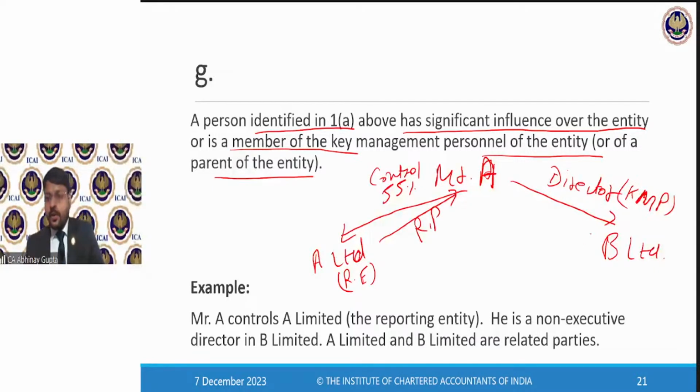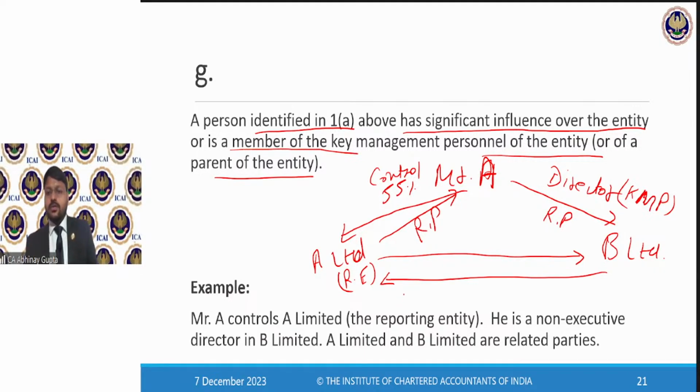Yes. For B Limited, is Mr. A a related party, yes or no? Yes. Up to here there is no problem. Now the question comes for A Limited: is B Limited a related party, yes or no? And for B Limited, is A Limited a related party, yes or no? So the answer is yes.